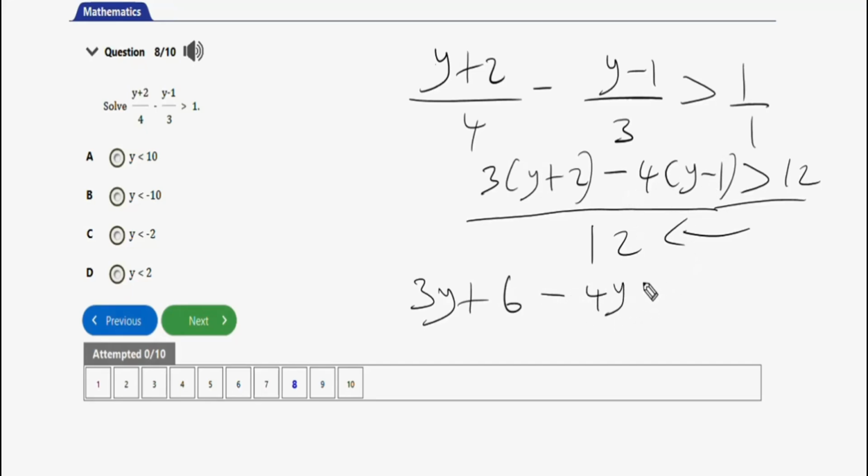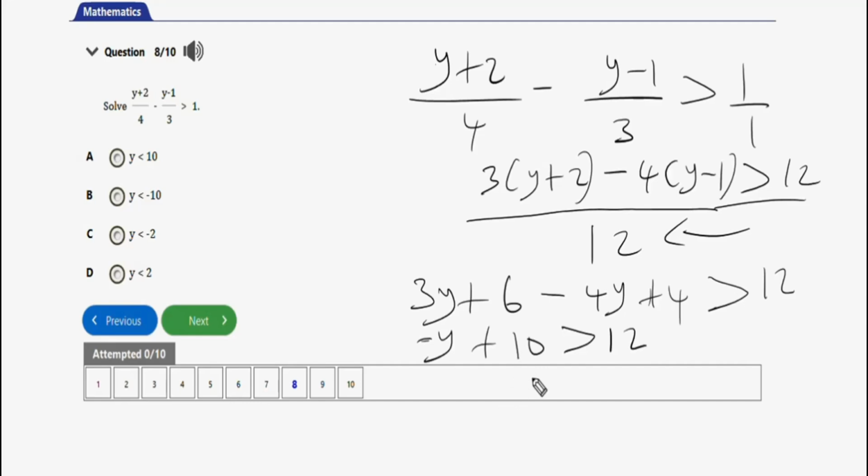We're going to have minus 4 times minus 1, we're going to have plus 4 is greater than 12. So when you collect like terms, you are going to have 3y minus 4y, you're going to have minus y. Okay, 6 plus 4, you're going to have plus 10 is greater than 12.